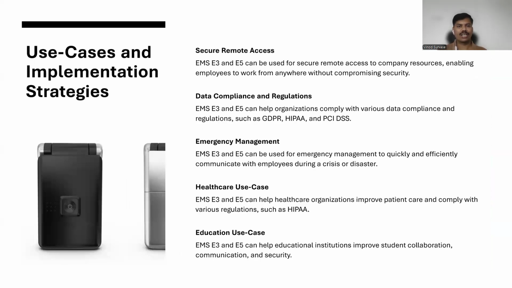And different use cases, right? So what are those different use cases? You might be wondering why we should go with E3 or E5, right? So I have listed a few of those use cases, and not only these, but there are many use cases where we can use EMS E3 as well as E5 capabilities. The first use case, let's say, is securing remote access. E3 and E5 can be used for secure remote access to the organization's resources, enabling employees to work from anywhere without compromising security, right?